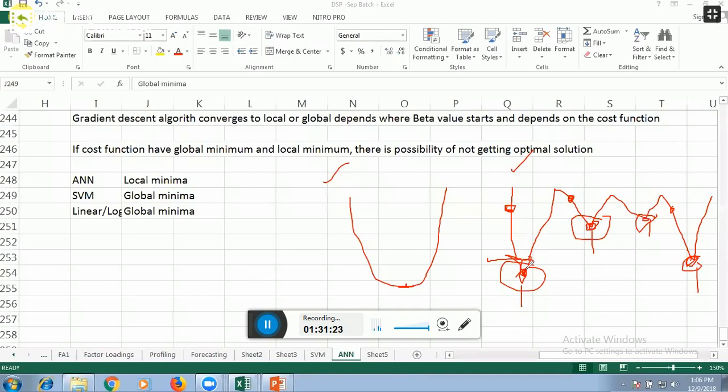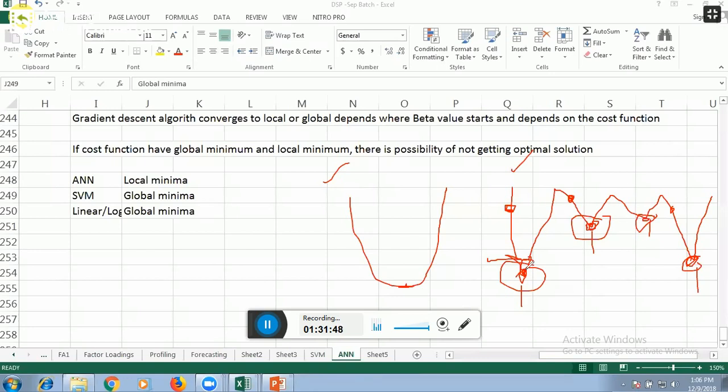And Chandra, how are you saying that in SVM and linear and logistic regression we will reach a global minimum? That's what I said. There you don't have multiple minima. You have only one minimum. Okay, is this a standard rule? The cost function is like that. For example, my cost function for linear regression is always minimizing the sum of squares of error, right?